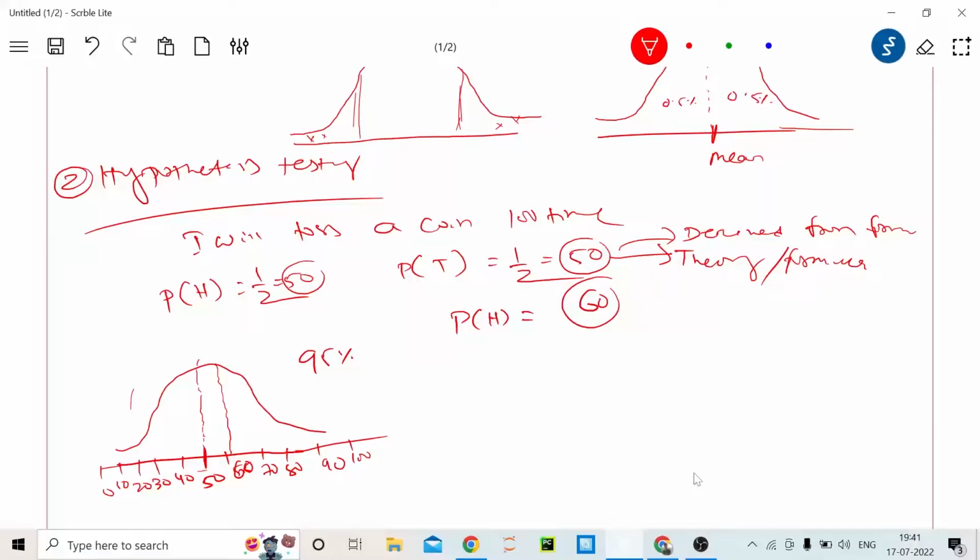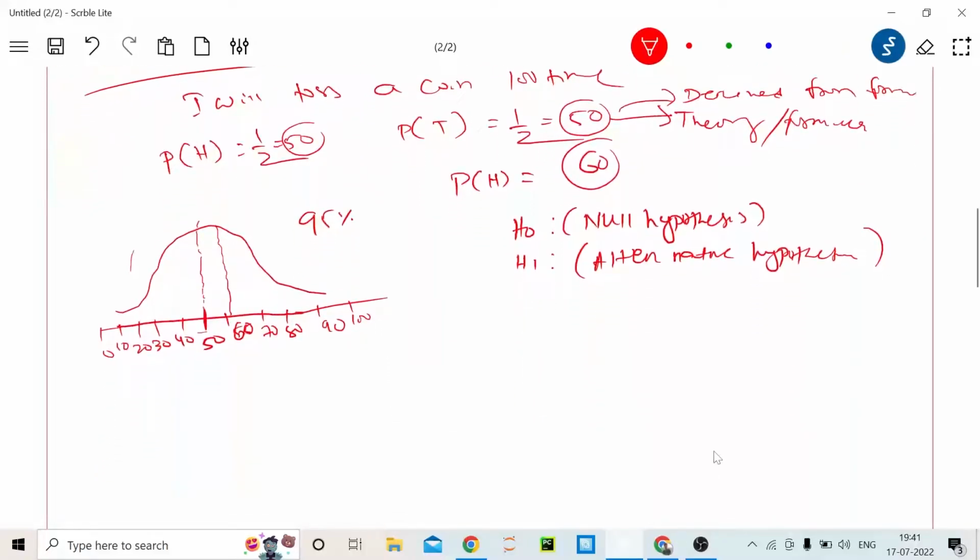In hypothesis testing, we always have two conditions. The first condition is H0 and the second condition is H1. H0 is nothing but the null hypothesis, and H1 is nothing but the alternative hypothesis. Our null hypothesis is always the basic condition. That means the coin is fair. Fair means 50 times head and 50 times tail.